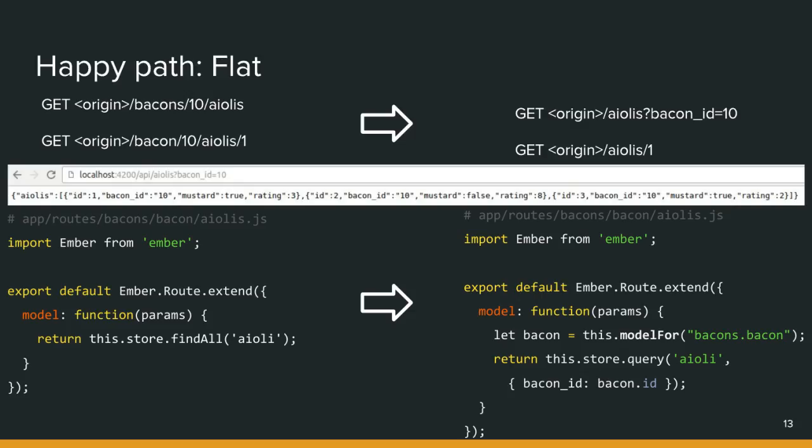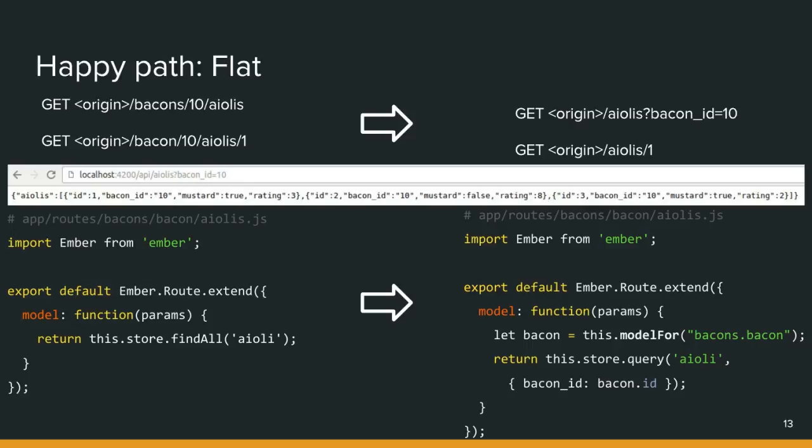So before we take a deep dive into how to make it work, I'm going to go over the happy path once more. When I refer to flattening a resource, you go from aiolis as a sub-collection of a bacon resource to aiolis as a top-level collection. And you can use a query parameter, bacon ID, to show you that. So on the left, you would have what you would do sort of normally for a normal high-level collection, where you just do a find all on aioli, it pluralizes and gets your data, to what's on the right.